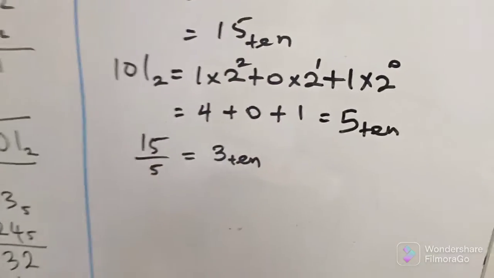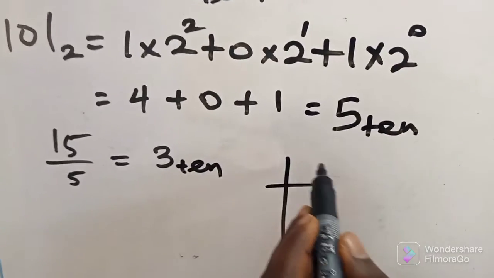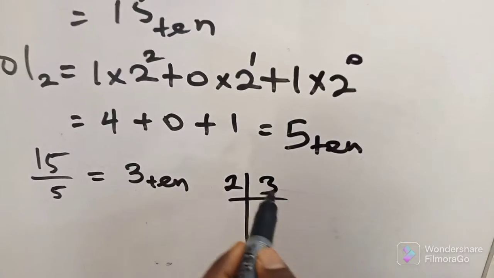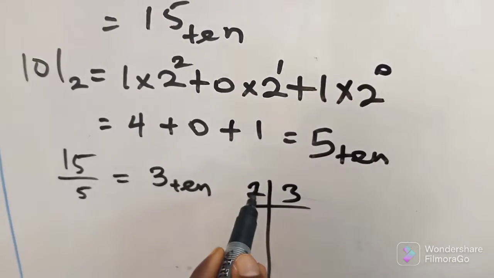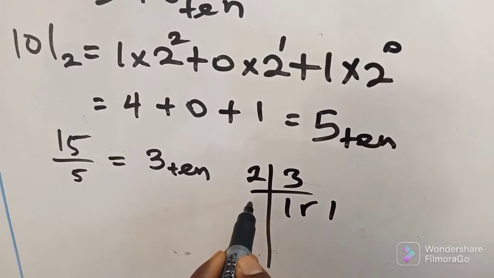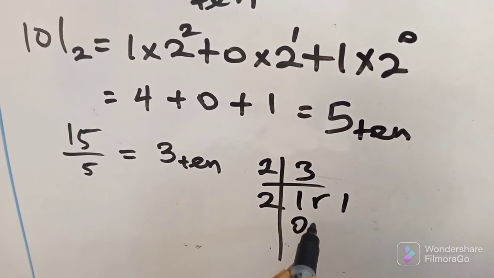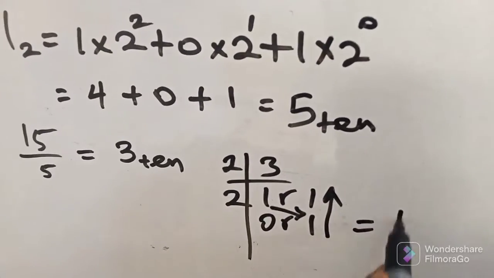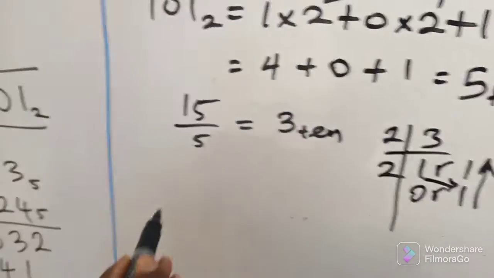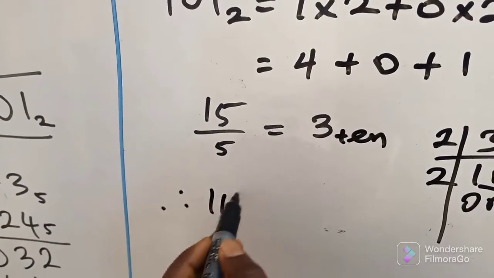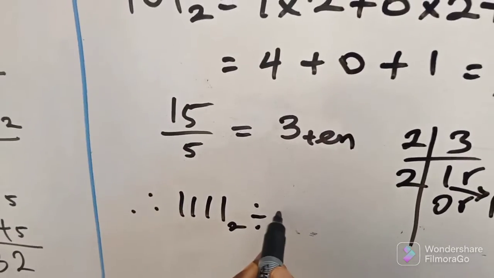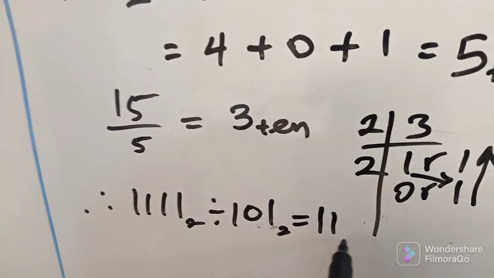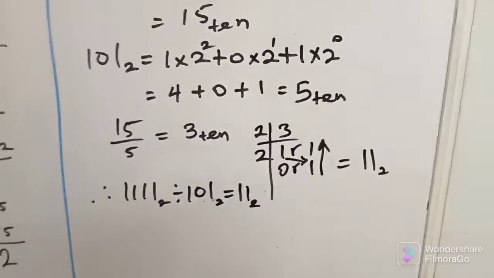Then I will now convert the 3 in base 10 to base 2, meaning I will divide by 2 and write down the remainder. 2 in 3 will give me 1, remainder 1. Then 2 in 1, impossible, I will write 0, remainder, bring the 1 here, then read it up. So my answer will be 11 base 2. We can conclude by saying, therefore, 1111 base 2 divided by 101 base 2 is equal to 11 base 2. So it's as simple as that.